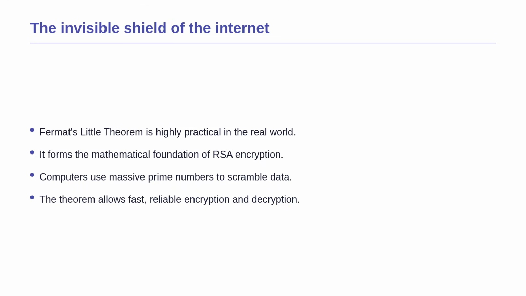It turns out Fermat's little theorem is actually the invisible shield protecting your digital life. It forms the mathematical foundation of the RSA encryption algorithm, which secures credit card transactions, emails, and secure websites. When your computer talks to a bank, it uses massive prime numbers and exponents to scramble your data. Without the shortcuts provided by Fermat's little theorem, computers would not have a fast, reliable way to encrypt and decrypt these messages, making modern internet security completely impossible.